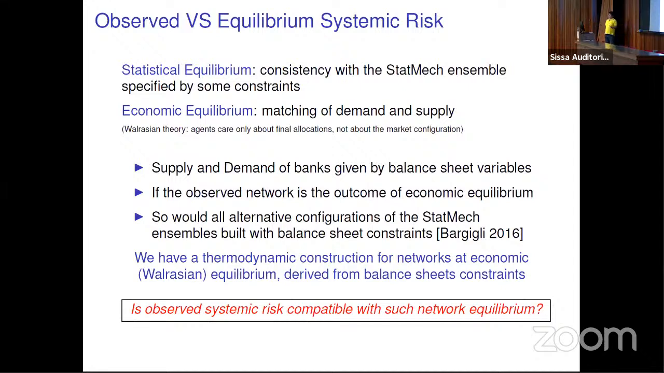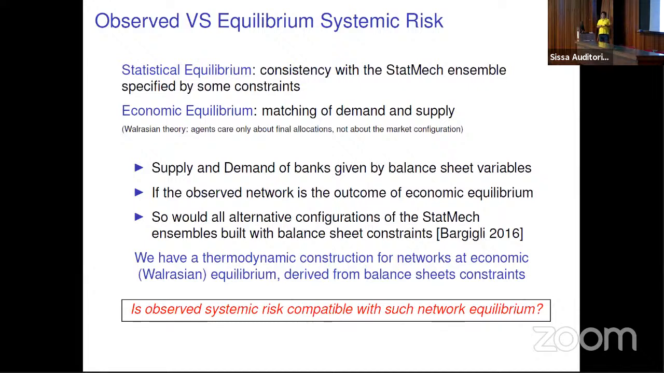In economics this is called Walrasian equilibrium, which means that you have an economy in which agents care only about the final allocation, but don't care about the specific market configuration. In this sense, the statistical mechanics way of building networks allows you to build networks which are compatible with economic equilibrium. And this is the first message.